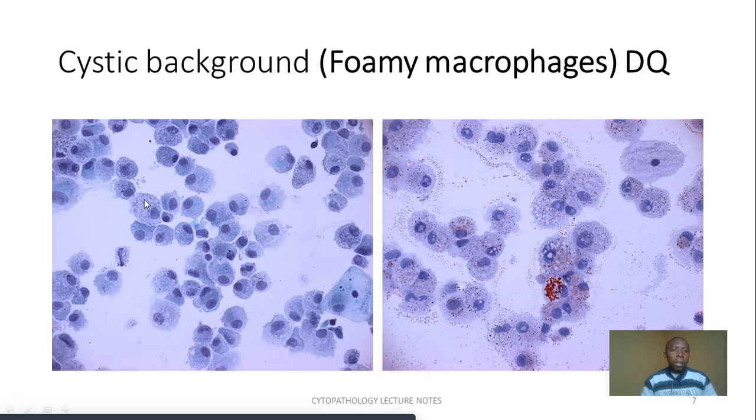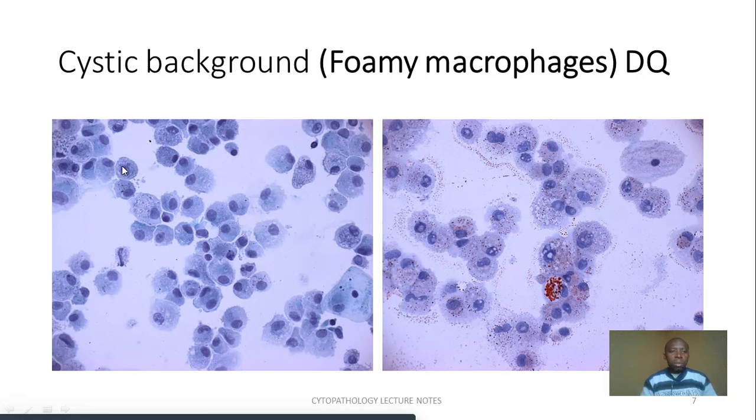Right, so here we are. This is very clear, and where I'm putting the cursor here, this is a foamy macrophage, and we have very many other foamy macrophages. We can see many of them. When you look in the cytoplasm of these macrophages, you can see the foamy appearance. This is the appearance of a cystic background where you have foamy macrophages.